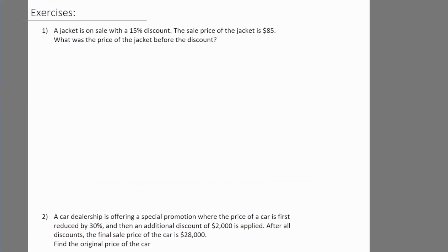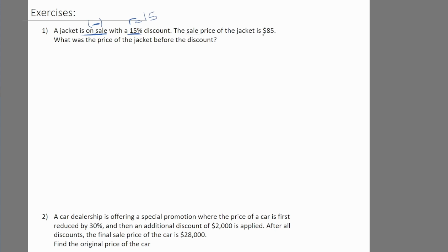So you should pause the video for each of those exercises and try to solve them. Let's take a look at each of them. A jacket is on sale with a 15% discount. Okay. So the jacket is on sale. You can already tell this is negative. This will be minus percent R. And 15% discount, this is R equal 15.